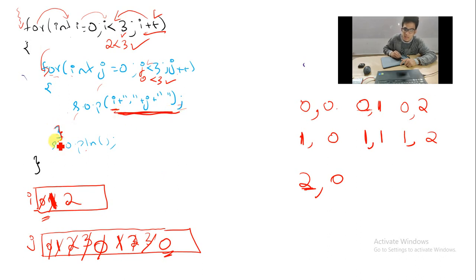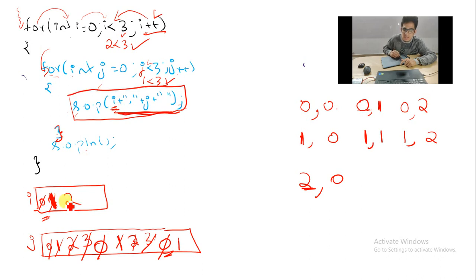Control will come to this closing bracket, the closing bracket of the J loop. So J plus plus happens. J becomes 1. It will check the condition as soon as it increments. Is 1 less than 3? Yes, 1 is less than 3. Then the condition is true. Execute the body of the J loop. This is the body of the J loop.